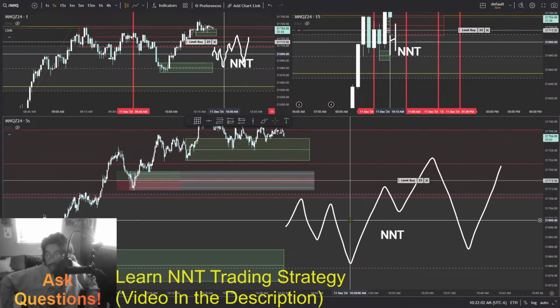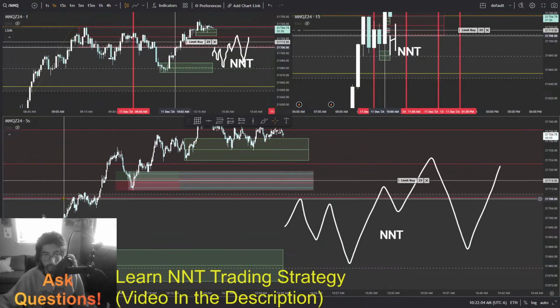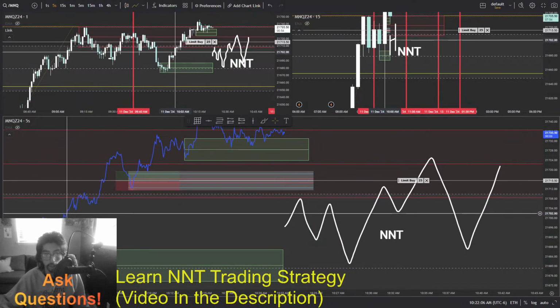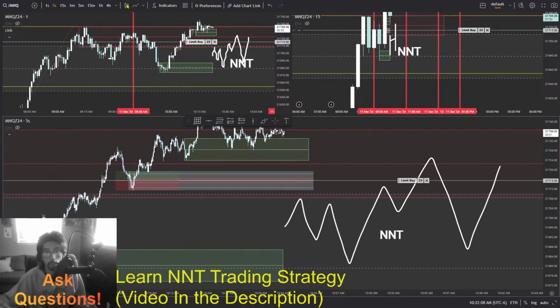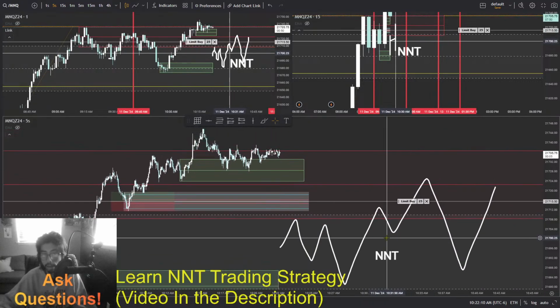We're looking for the same thing again and again. See the little candles here? I can turn it to lines. So you see these lines? We're looking for the same pattern again and again.